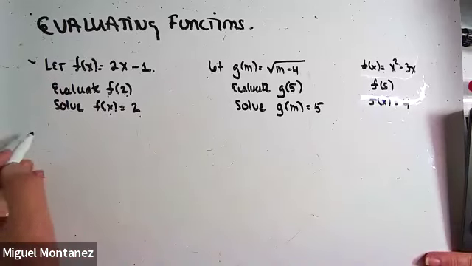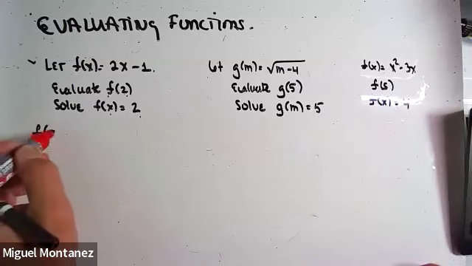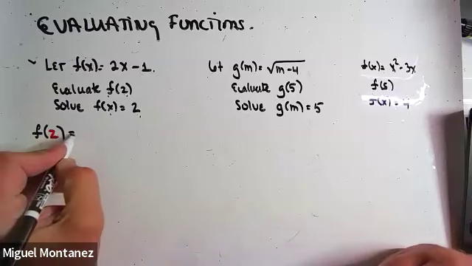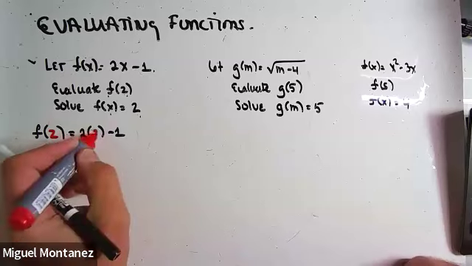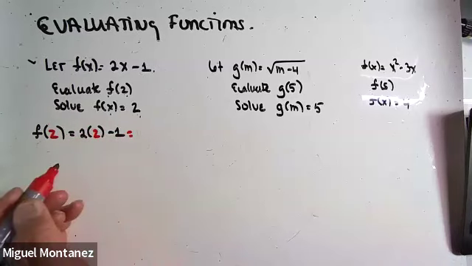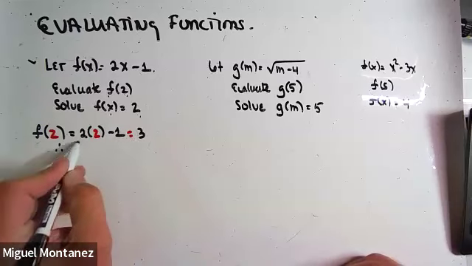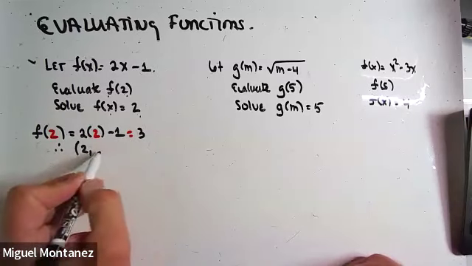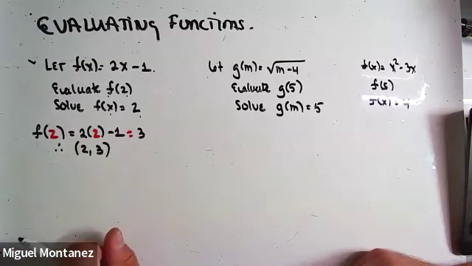So of course, f of x, the first one we need to find is f of 2, which is 2 times the input minus 1. When the input is 2, 2 times 2, 4 minus 1, that will be 3. Therefore, when the input is 2, the output is 3. The point 2, 3 will be part of the graph.